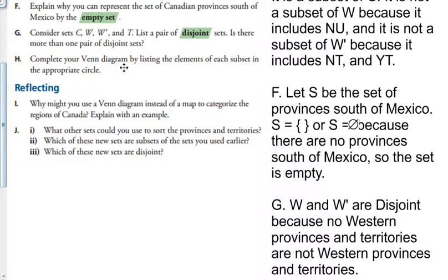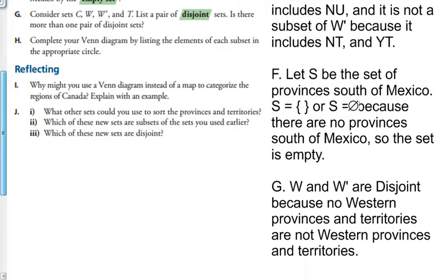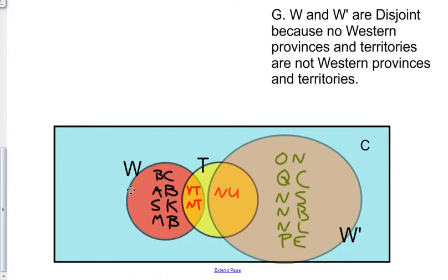Complete your Venn diagram by listing elements of each subset in the appropriate circle. Here's my Venn diagram. So I have my set W, which is the Western provinces and territories. I have my set T, which is the territories. And I have my set W prime, which is all of the Eastern provinces and territories. You can see that the territories overlap the two other sets because you can have Western territories and Eastern territories.